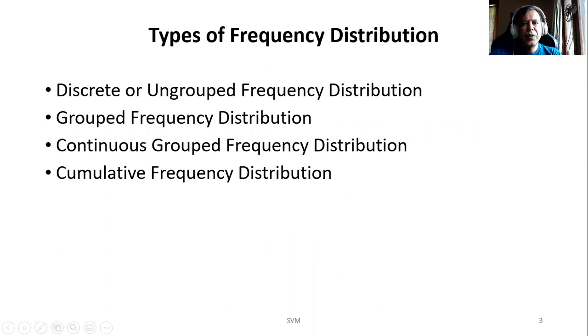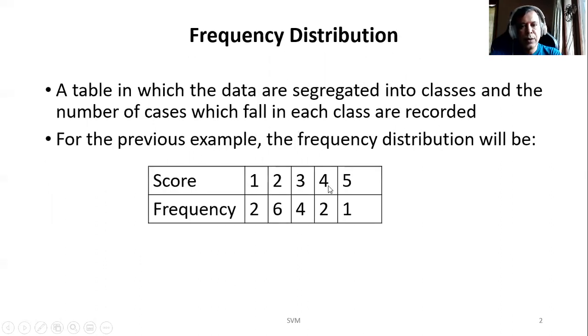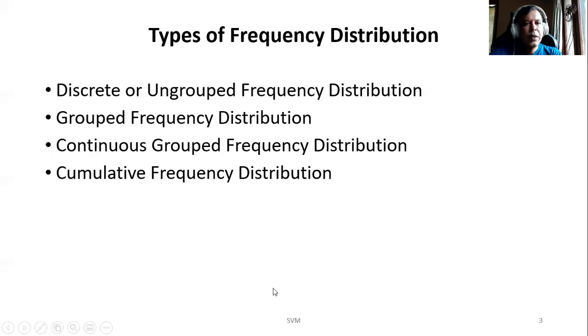Then there are different types of frequency distribution. One is discrete or ungrouped frequency distribution. The previous example is actually the discrete ungrouped frequency distribution. Then we have grouped frequency distribution, continuous grouped frequency distribution, and finally cumulative frequency distribution. We will see individually with an example what all these are.